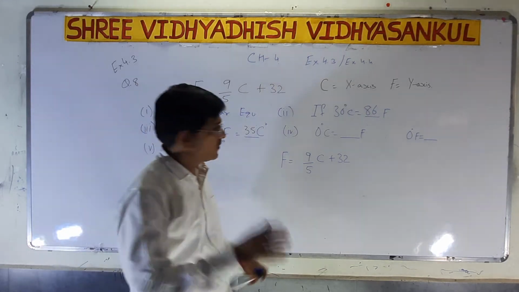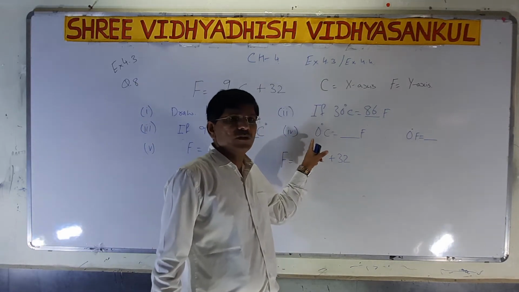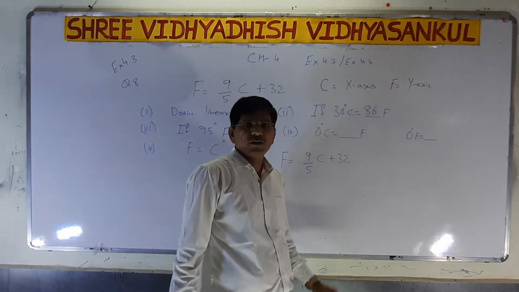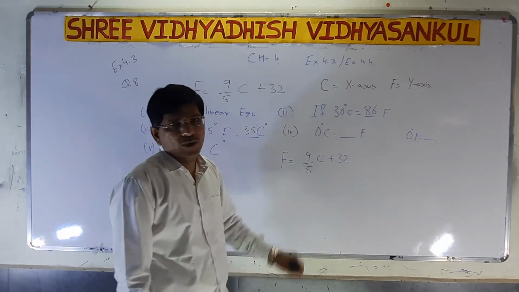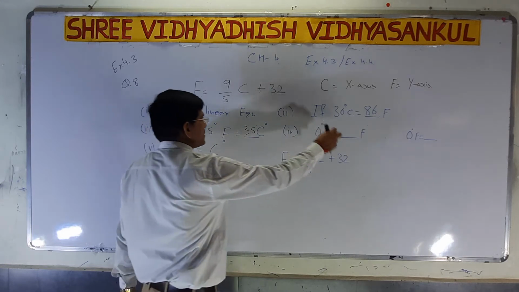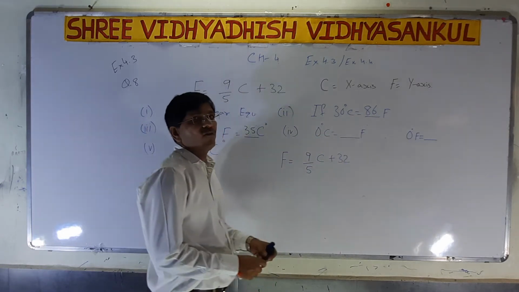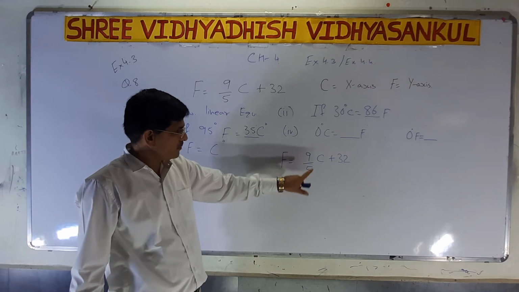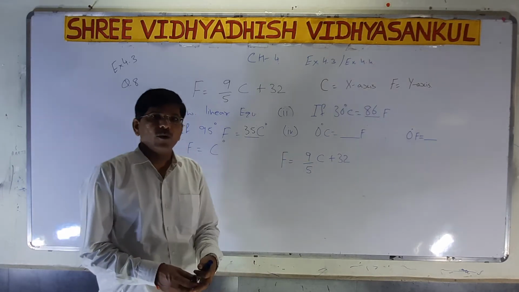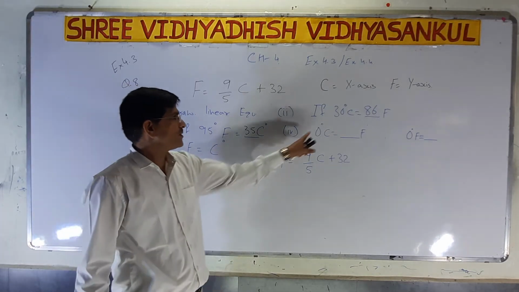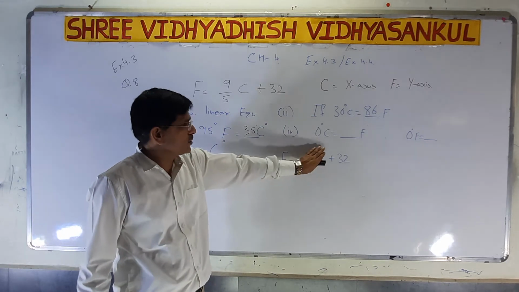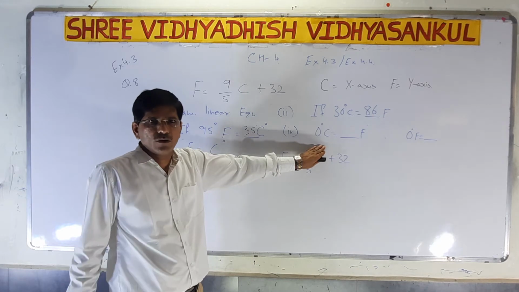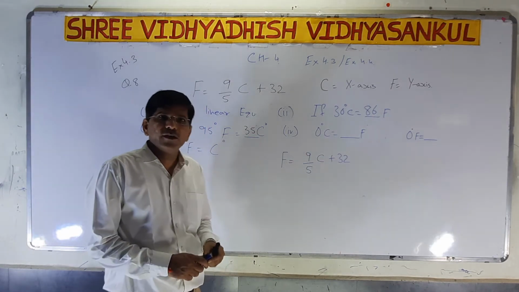Try it yourself. What do I have to do? I have to put Celsius 0, and then Fahrenheit 0. Two questions at a time in one question. 0 degree Celsius means how many Fahrenheit? The formula is F is equal to 9 by 5 C plus 32. Now I put 0 degree Celsius here, and 0 multiplied by any number gives 0. So the answer must be 32.